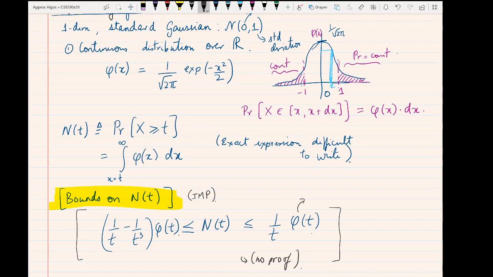Just to remind you, phi of t looks like 1 over square root 2 pi times exponential of minus t squared by 2, which is what you put on both the left hand side and the right hand side.